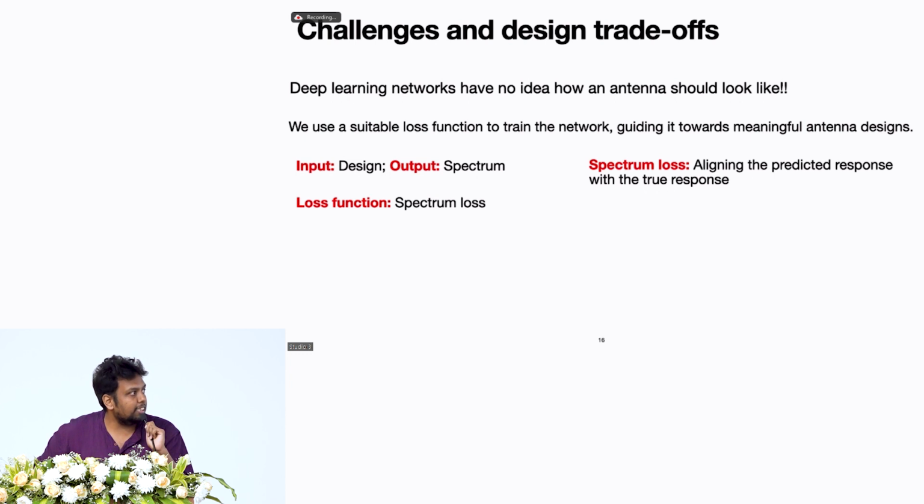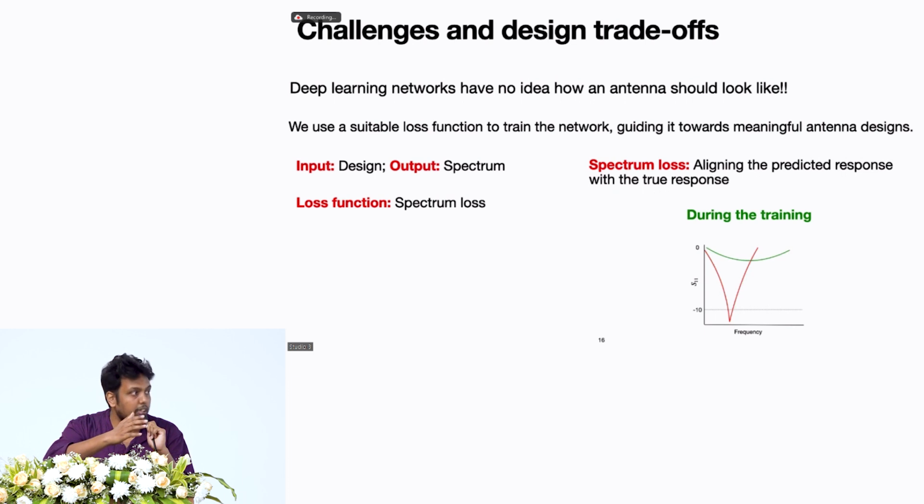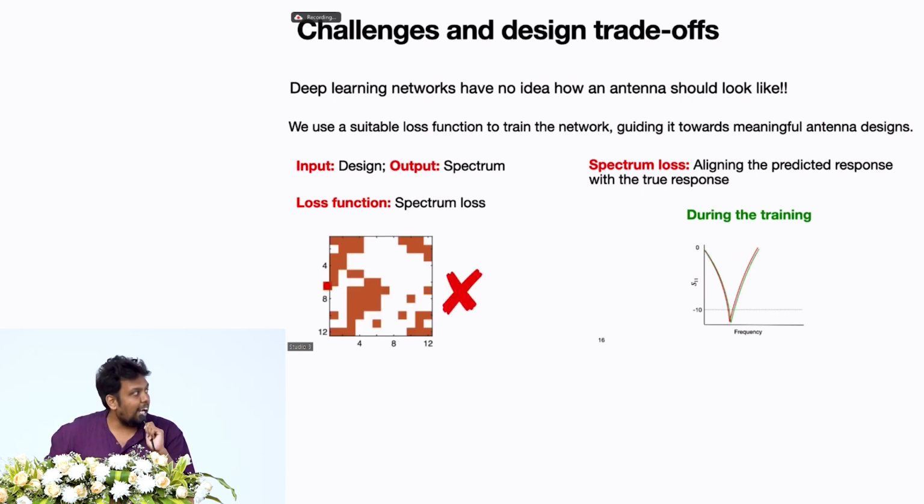What is spectrum loss essentially? We try to align the prediction to the desired spectrum. As you can see, during the training, it tries to approximate the ground truth. Based on this, it learns the network parameters. But the antenna that we get is this. You can see the brown pixels are copper, the white ones are dielectric. This is a very bad looking antenna because the copper metals are not connected. It's not going to radiate. That is what the deep learning network gave us.